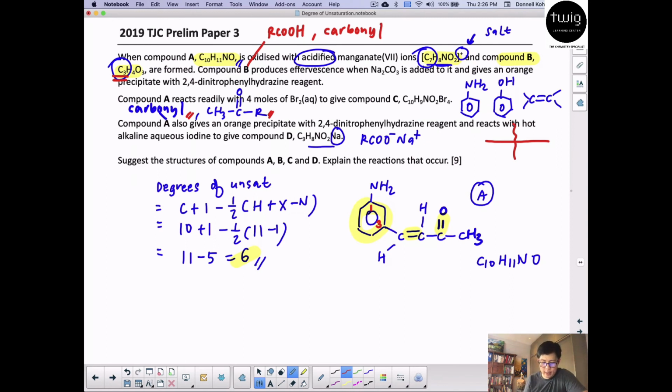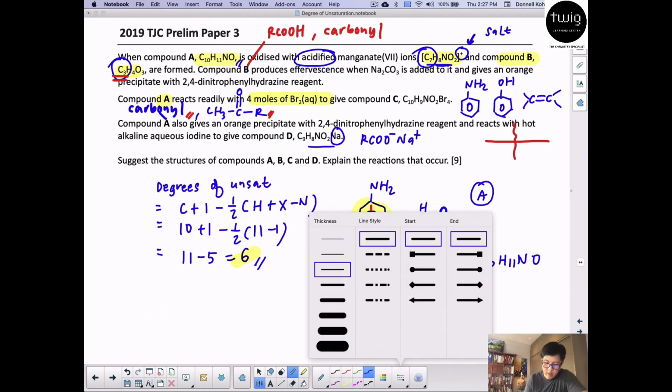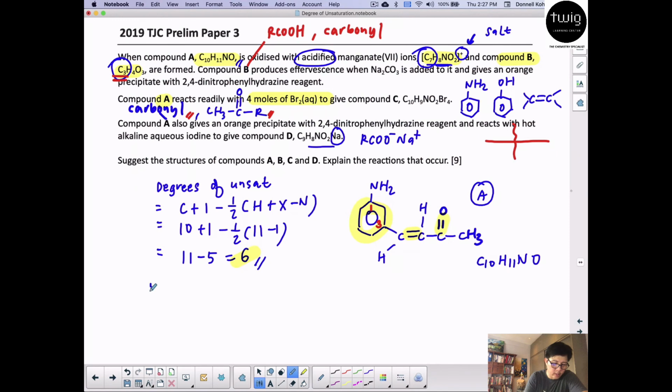So where I got my idea is from here. Compound A reacts readily with 4 moles of bromine. So because if we have so many moles of bromine, I'll definitely not put any side chain on the 2, 4 and 6. Okay, what I mean is this. Just draw it out. So I'm thinking that the phenylamine will be here. Alright, phenylamine, I draw phenylamine.